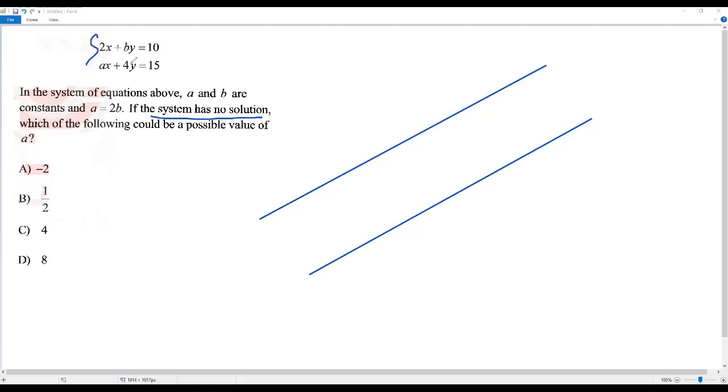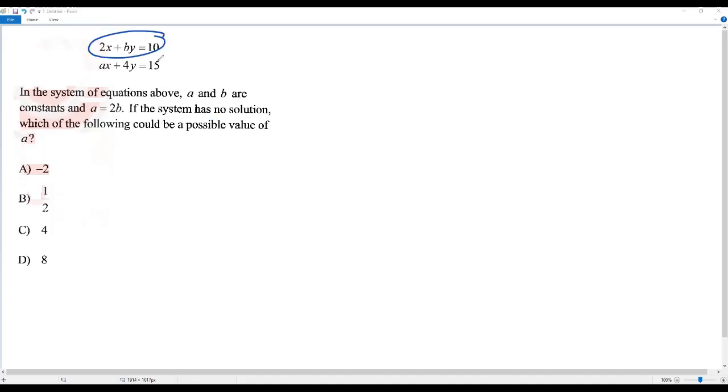The information in the question says the system has no solution. Since the system of two linear equations has no solution, the two lines must be parallel. If two lines are parallel, then the slopes of the two lines must be equal. So we have to find the slope of each line and equate them. By equating the slopes, we'll be able to get the value of a. For that, I have to write both the linear equations in slope intercept form, that is y equals mx plus b.